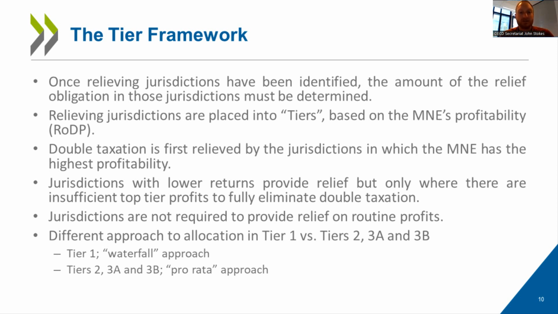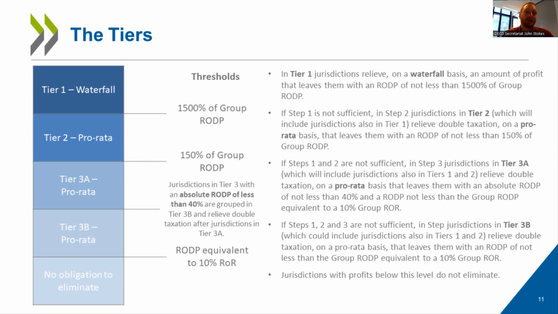The second thing to note is that there are different approaches to the allocation of the obligation to eliminate double taxation according to which tier a jurisdiction falls within. So in tier 1, we use what is called the waterfall approach, and in tiers 2, 3A and 3B, we use the pro rata approach. Now, don't worry, in the coming slides, we will unpack a little bit what all of this means in more detail. And in seeking to do that, we have here another slide which effectively reflects what was on the prior slide, but with a bit more colour and a diagram, which hopefully makes things a little bit clearer to you.